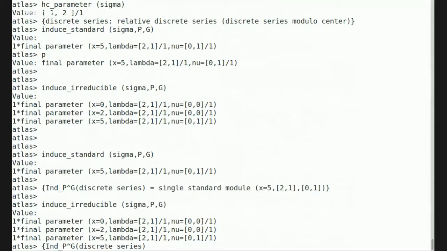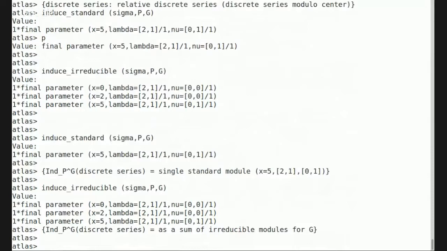But the point is, I'm writing this as a sum of irreducible modules for G. Okay. In any event, what I'm saying here is that this standard module in question with x is equal to 5 is reducible, and it has 3 pieces. Okay, so maybe it's worthwhile explaining this business about standards and irreducibles in this example.